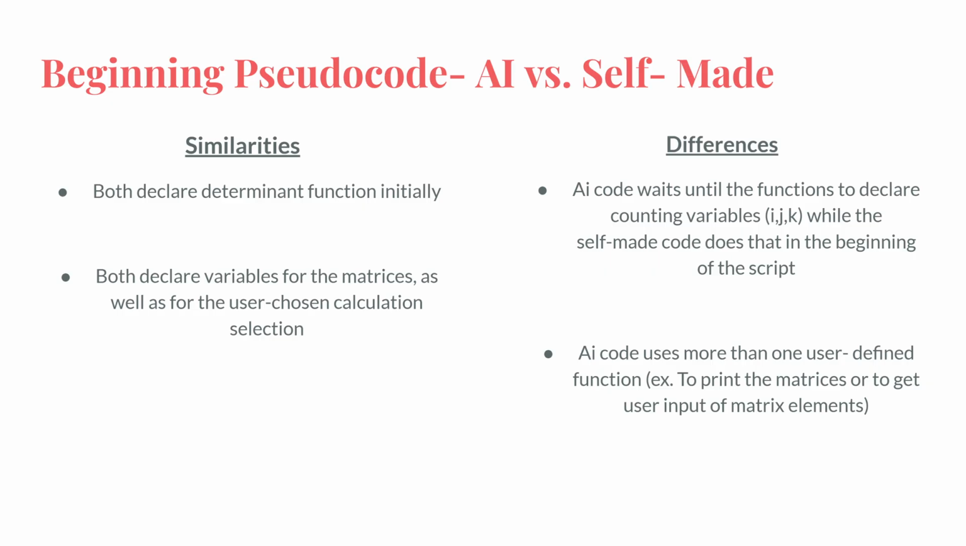So the main similarities between my beginning pseudocode and the AI's is that we both declare the determinant function initially, and we also both declare the main variables that will be used throughout the various cases, that will be similar for both case B and case D. The differences are that the AI code waits until the functions themselves to declare the counting variables, and mine does that in the beginning of the script. And the AI code also uses more than one user-defined function, like the one to print the matrices or to get the user input of matrix elements.